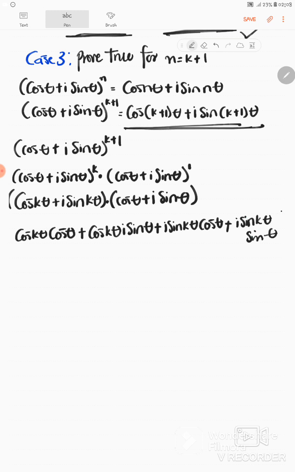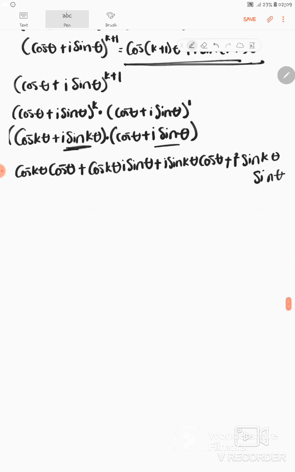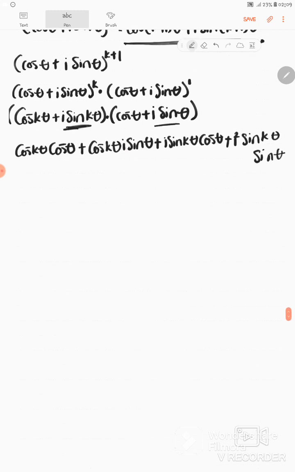We are doing this, the last one, this times this, that's i square sine k theta sine theta. Now we all know this is the real part, this is an imaginary part because it still has a constituent of i. Okay, let me try making it meaningful.